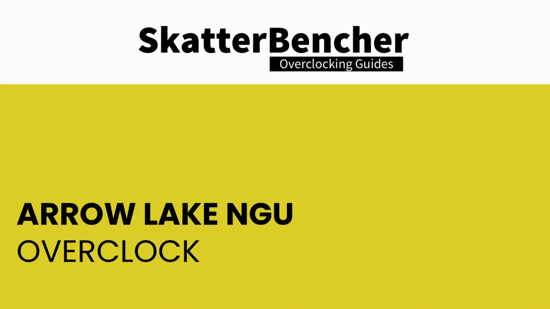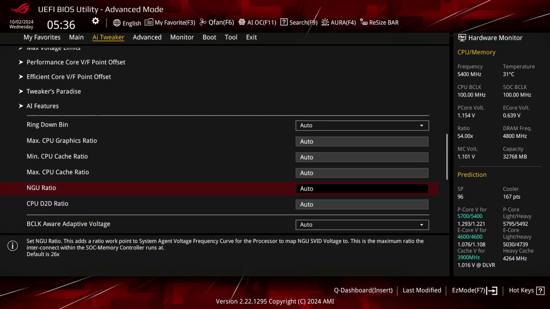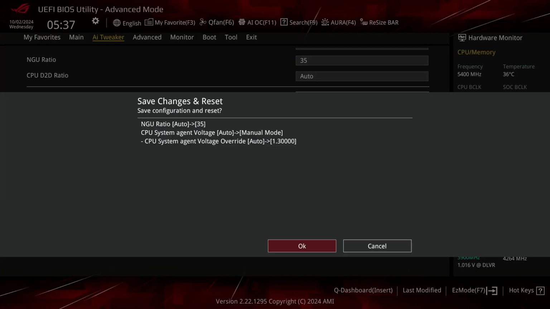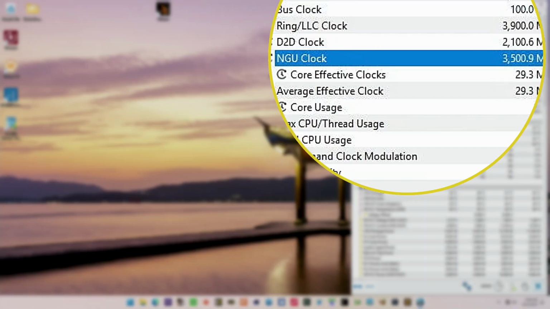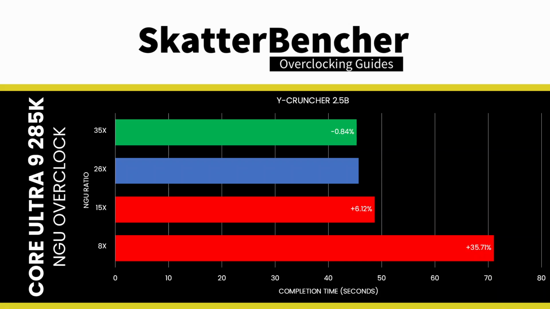From a practical tuning perspective, you'll want to set a fixed VCCSA voltage that ignores the VF curves of the various connected IP domains. Typically, you'll use something like 1.3 volt. That gives sufficient headroom to overclock the NGU to 3.5 GHz. The performance scaling isn't that amazing though, as increasing the frequency from 2.6 to 3.5 GHz only improved the YCruncher 2.5B score by 1%. However, decreasing the frequency to 1.5 GHz reduces the performance by about 6%.